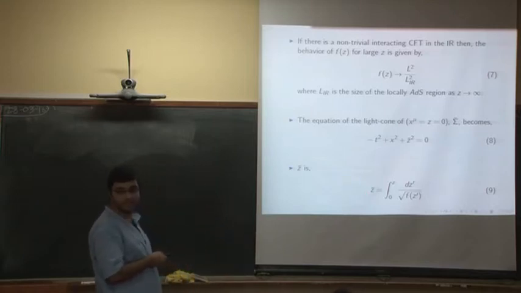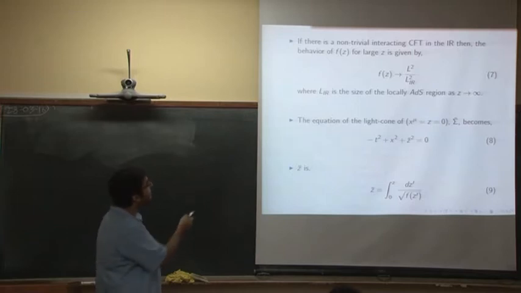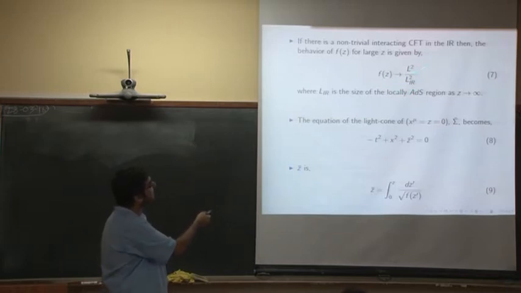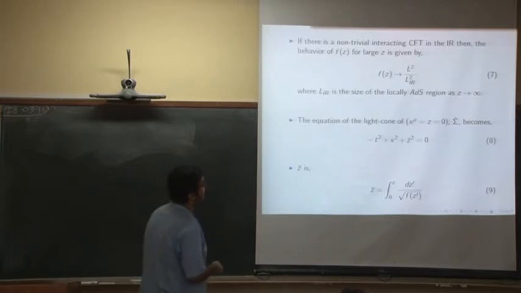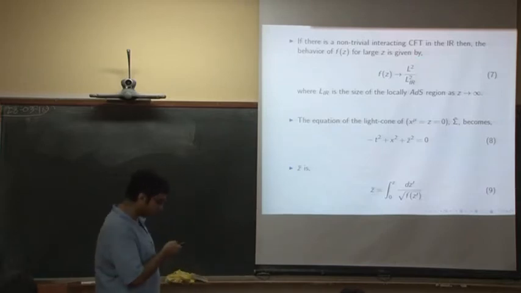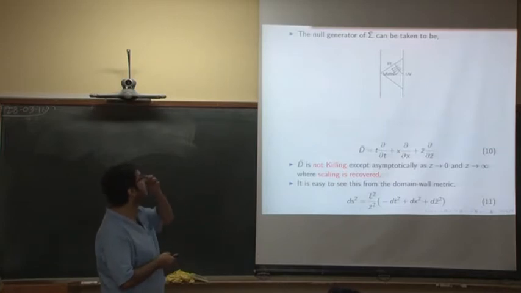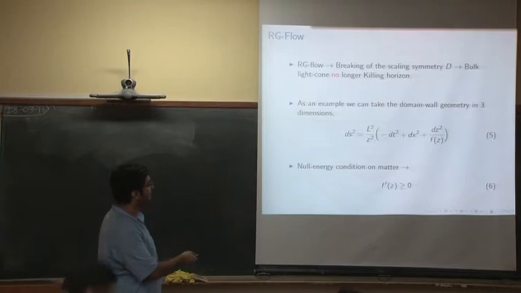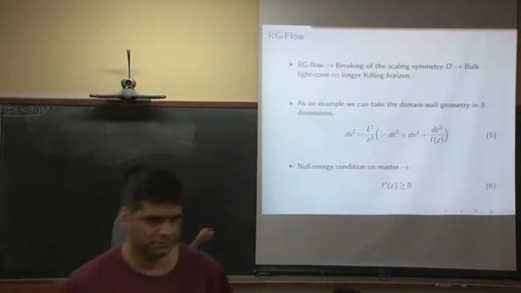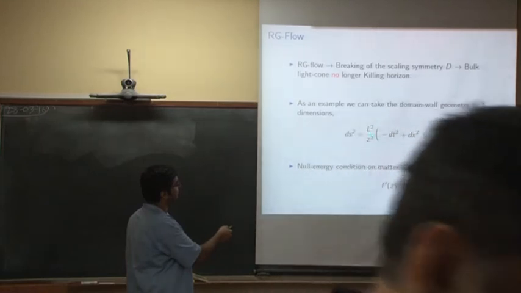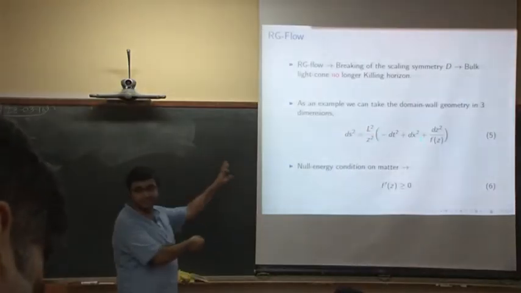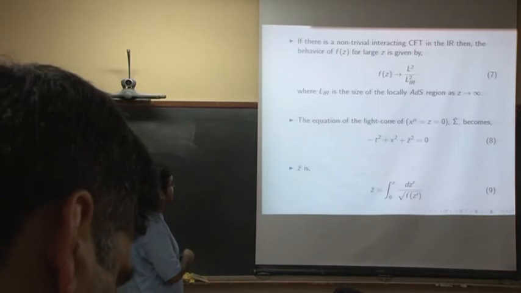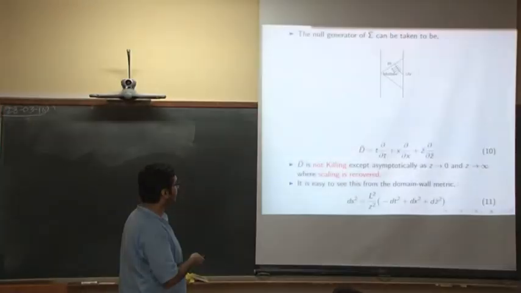And f of z as z goes to infinity also goes to a constant, right? Yeah, so that is this L squared over L infrared squared. So this L is the size of the ultraviolet AdS that we have. Okay. And you see that by just rescaling the x's and absorbing the overall factor. Yeah, you can just do that here. So this z actually becomes z bar over a constant, just by scaling.